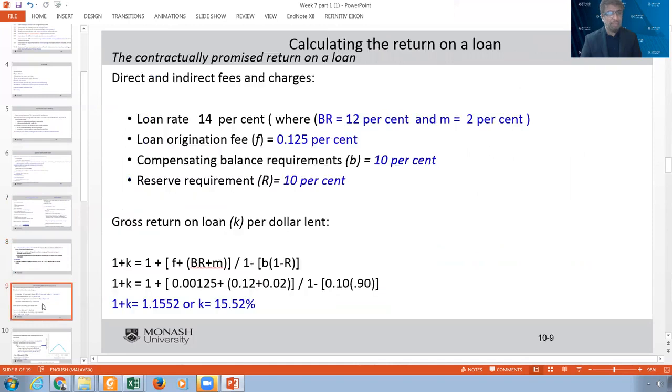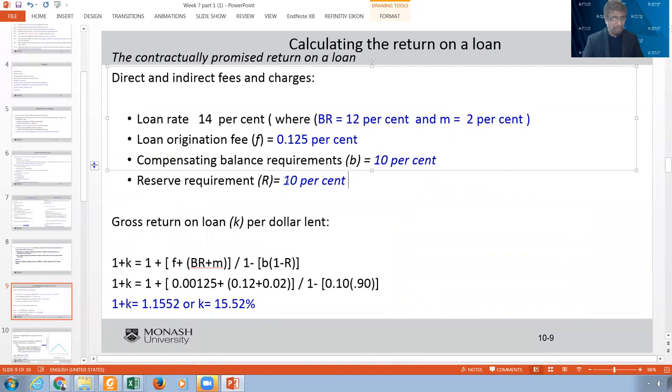Now, let me come here and give you an example to calculate the expected return and the contractual return. So if the basic rate is 12%, and the fees and the premium are 2%, and assume you have 12.5 basis points of fees, and a compensation balance, which I told you is 10%. So if you take a loan of 1 million, you have to deposit 100,000.